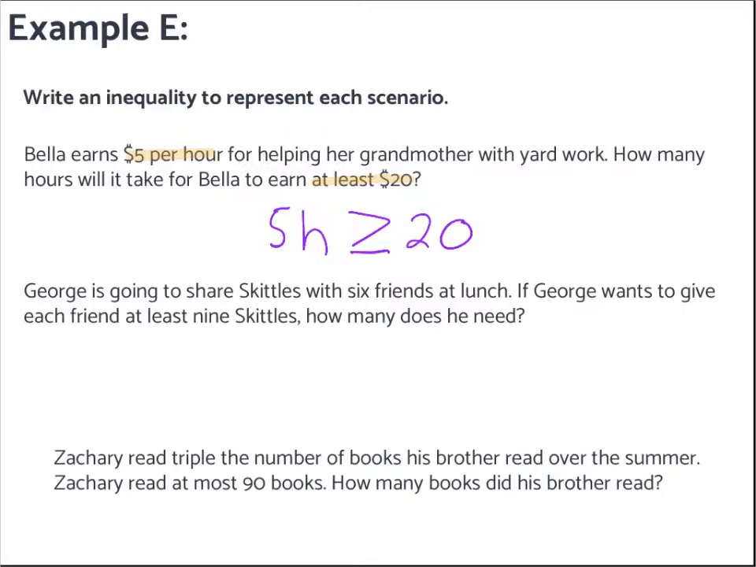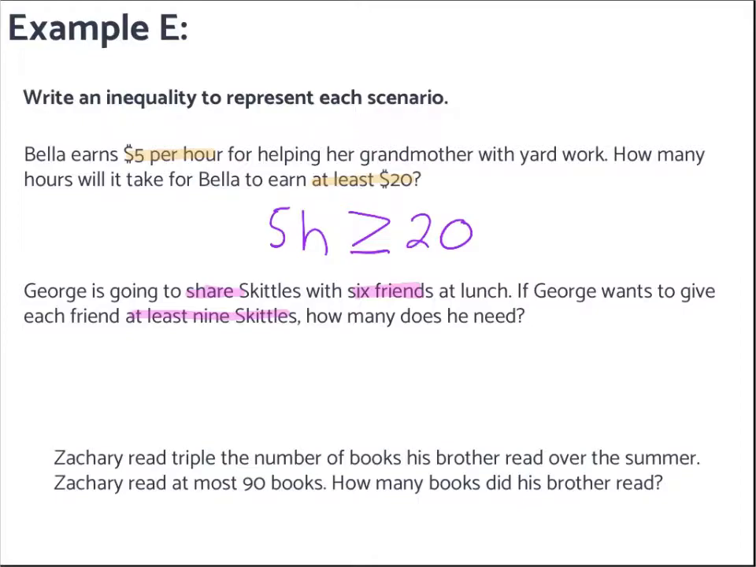Now let's take a look here at George. Now it says George is going to share Skittles with 6 of his friends. So he's going to be sharing the Skittles. And it was 6 of his friends. Important information. If George wants to give each friend at least 9 Skittles, how many does he need?